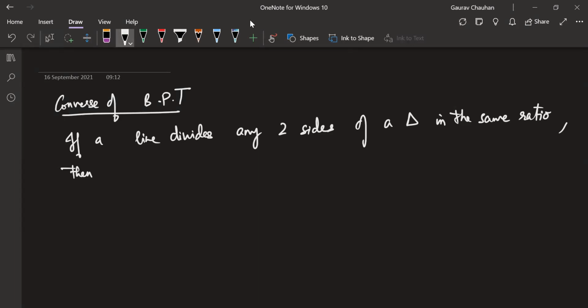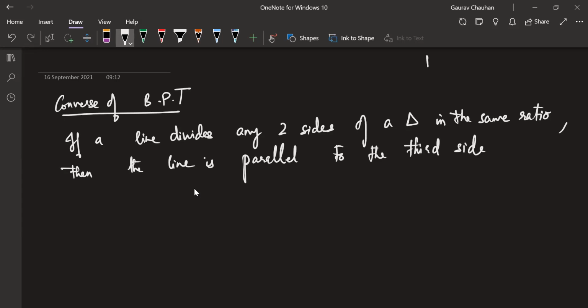Dilruba, you want to complete this? How will the switch happen from BPT to its converse? What will be the to prove part? Then the line drawn will be parallel to one side of the triangle. Perfect. And which side will it be? If it is cutting these two sides, then it will be the third side, right? So then the line is parallel to the third side. Very good, Dilruba.